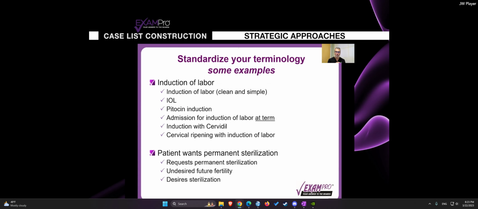And the gestational age they're talking about is the gestational age at admission. So you don't have to say induction of labor at term because it's going to say 39 weeks or whatever the case is. And so you can just say induction of labor. Patient requesting sterilization. She could have undesired future fertility as her pre-op diagnosis.